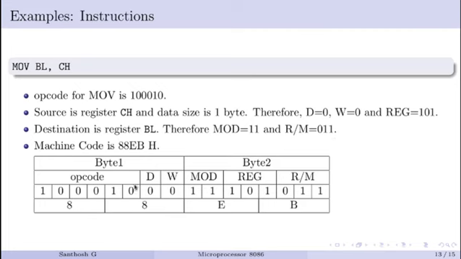Putting them all together in the template, the first byte will have the most significant 6 bits specifying the opcode, which is given by 100010. Then the direction bit is 0, W bit is 0, then mode should be 11, reg should be 101, and rm should be 011. Now we write them as a hexadecimal number. For this we split them into nibbles and write the corresponding hexadecimal digits. So you have 8, 8, E and B. So the machine code for the instruction move BL, CH is the hexadecimal number 88EB.